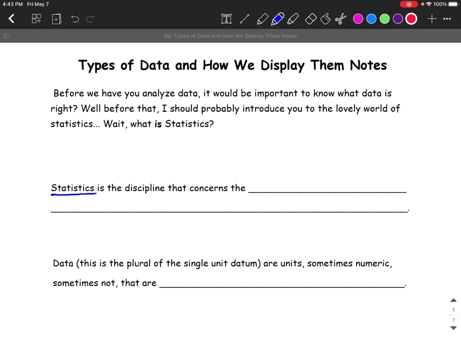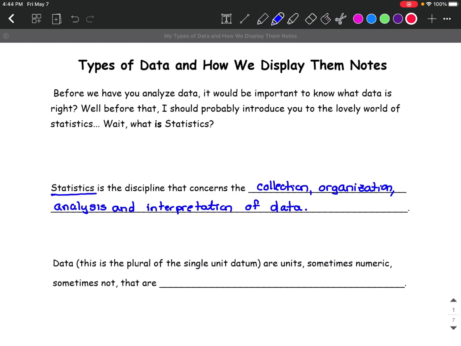Statistics is the discipline that concerns the collection, organization, analysis, and interpretation of data. There's so much more to math than just arithmetic and algebra, and this unit is a perfect example. We collect information, we organize information, we analyze that information, and then we interpret it. That's statistics. By the way, data is a plural word.